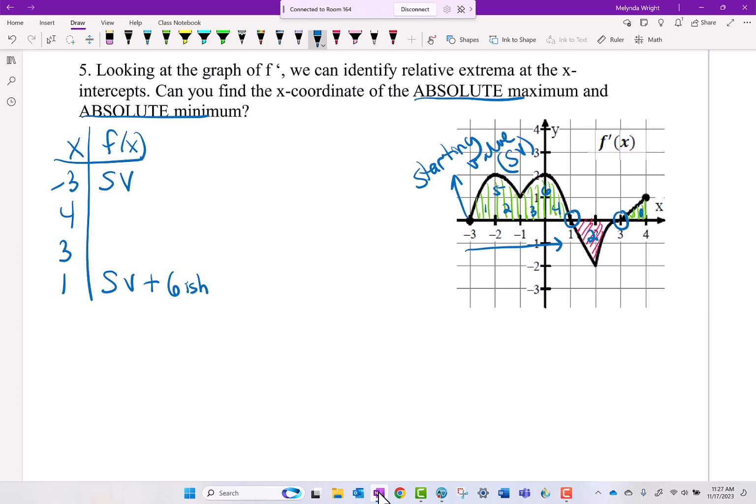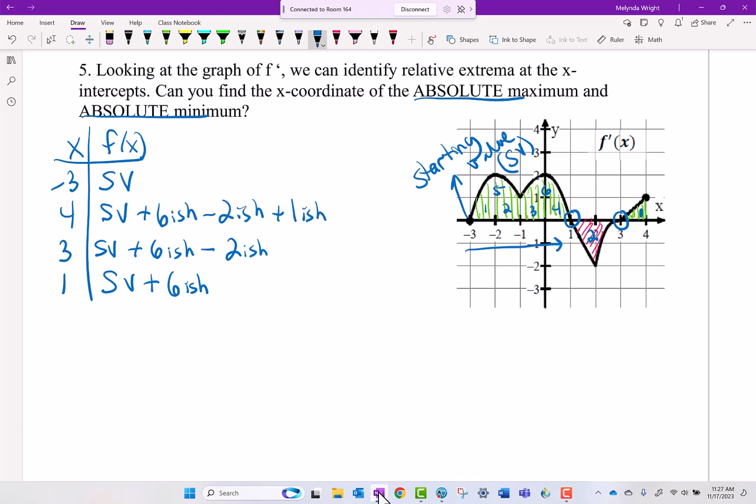Now, what happens when we get to 3? We would take our starting value, we would add 6-ish to it, and then we would subtract 2-ish from it, around 2. Why am I subtracting? Because that's the area under the curve. That has a negative sign. Okay, you see where I'm going with this? All right, so now we're at spot 4. So what would I do at spot 4? I would take my starting value and add 6-ish to it. I would subtract 2-ish from it, and then I would add 1-ish to it, somewhere around there.